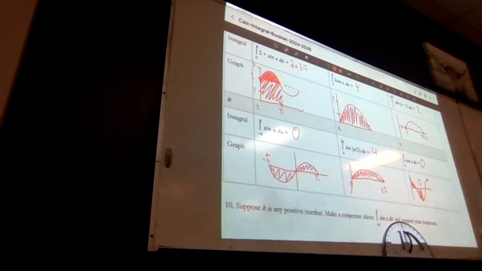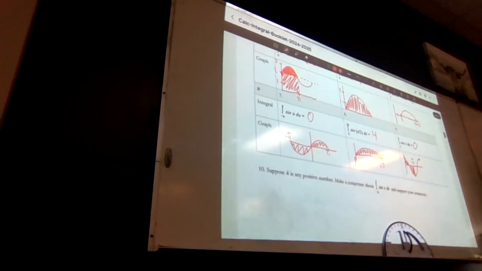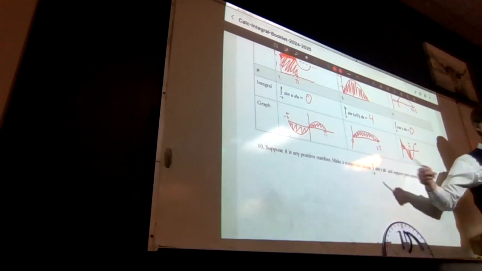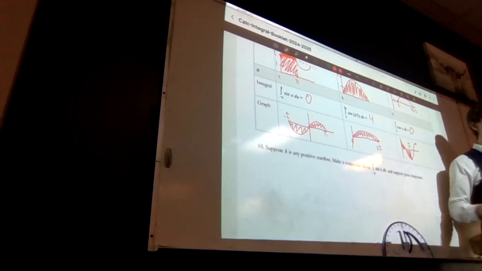Now, go ahead and answer question 10 real fast. Suppose that k is any positive number. Make a conjecture about the integral from negative k to k of sine of x dx, and support your conjecture. k is any number. So input any number: negative 1, 2, 8, 7, whatever you want.